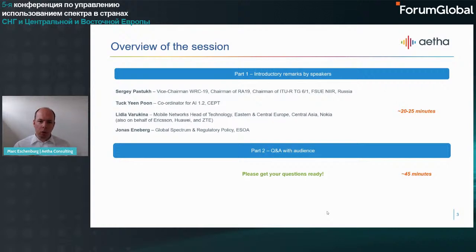We have Sergei Pastuch, who's the vice chairman of WRC 19, and will speak here as well as in his capacity as part of SSU NRR. We then also have Tak Poon, who's a coordinator for Action Item 1.2, who's part of the CPT. We have Lydia Varukina, who's the head of technology for mobile networks at Nokia, but is speaking here also on behalf of Ericsson, Huawei, and ZTE. And last but certainly not least, we have Jonas Enneberg, who's working on global spectrum regulatory policy at ISOA.